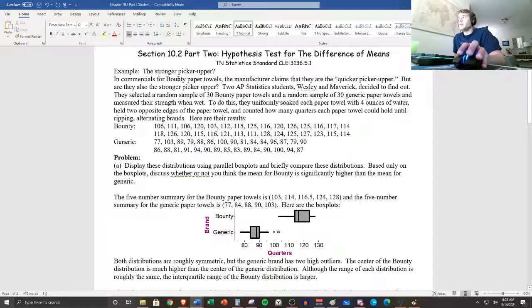So the stronger picker-upper is what it's called. So maybe you've seen Bounty commercials. The manufacturer claims that they are the quicker picker-upper, but are they also the stronger picker-upper? Two AP Stat students, Wesley and Maverick, decided to find out. They selected a random sample of 30 Bounty paper towels and a random sample of 30 generic paper towels and measured their strength when wet.